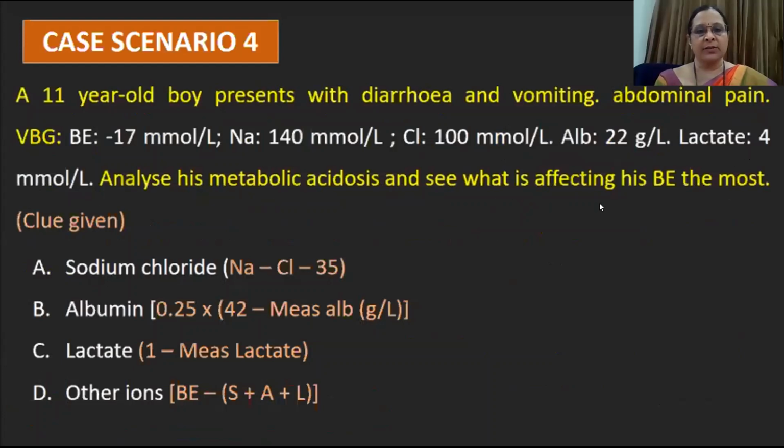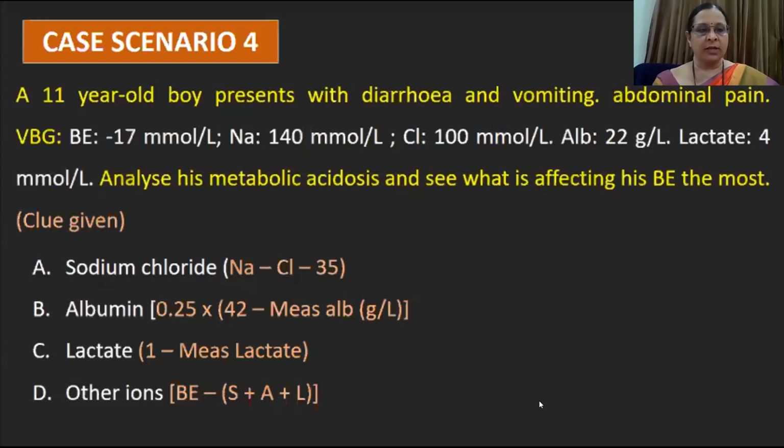Analyzes metabolic acidosis and what is affecting his base excess the most. The clue is already given for how you can calculate. So we need to see A, B, C, and D, which is the worst contributor to this metabolic acidosis, minus 17 millimoles per liter. I want you to do the calculations. Jyoti, can you do the calculations? What is the problem in this patient?